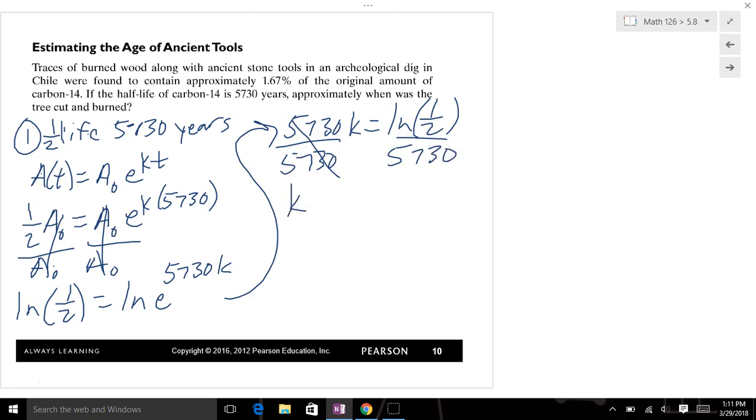And k ends up being, again, I would carry this out really far so you don't have rounding error when you use it. Okay, there's your k that you're going to use.